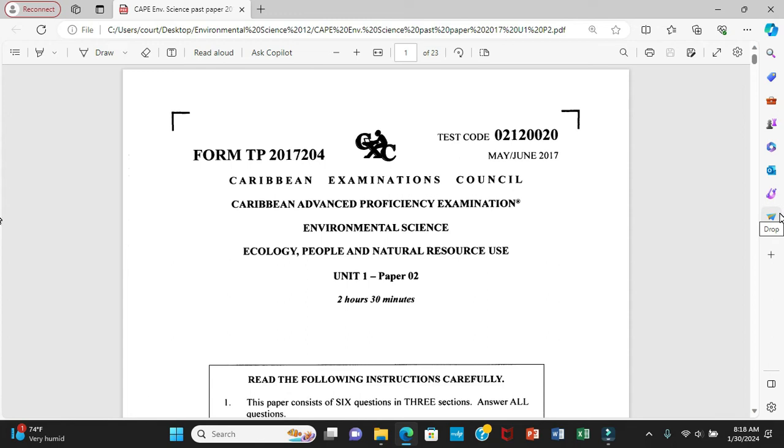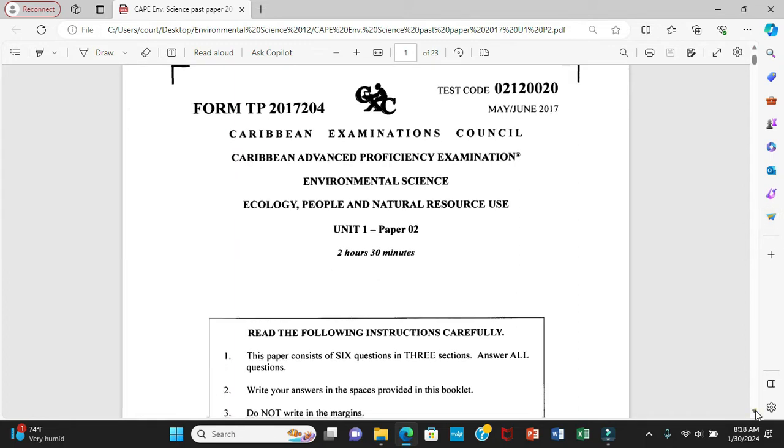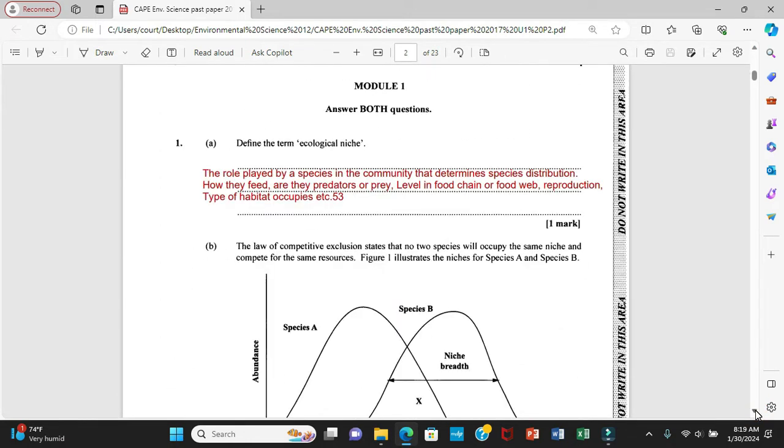This is Mr. Chen. And of course, today we will be looking at the 2017 Environmental Science Unit 1 Paper 2 past paper. Alright, so let us move straight ahead. 1A says, define the term ecological niche. Alright, so I'm going to read the answers that I wrote and do a little commenting if necessary.